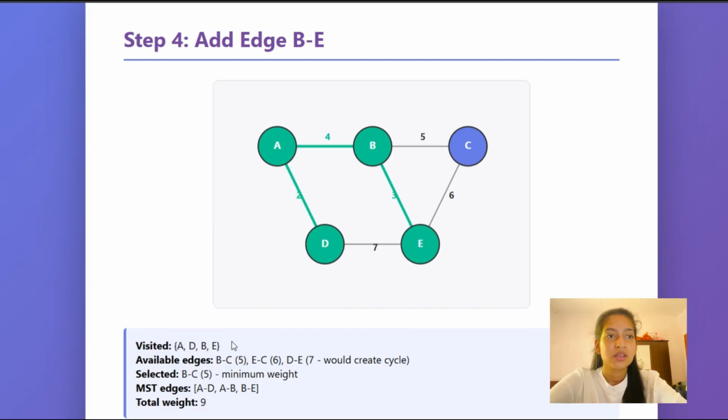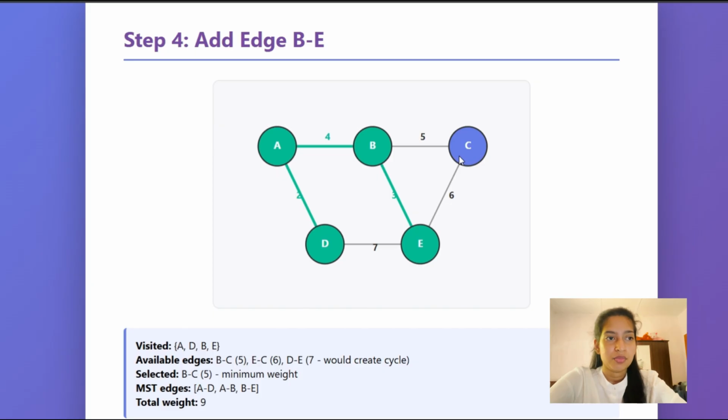Now we have vertices A, D, B and E all in our tree. Here is where it gets interesting. Let's examine our available edges carefully. From B, we can reach C with weight 5. From E, we can also reach C with weight 6. What about D to E with weight 7?